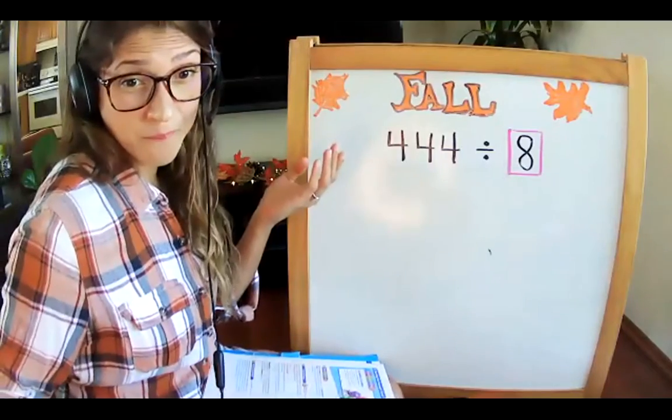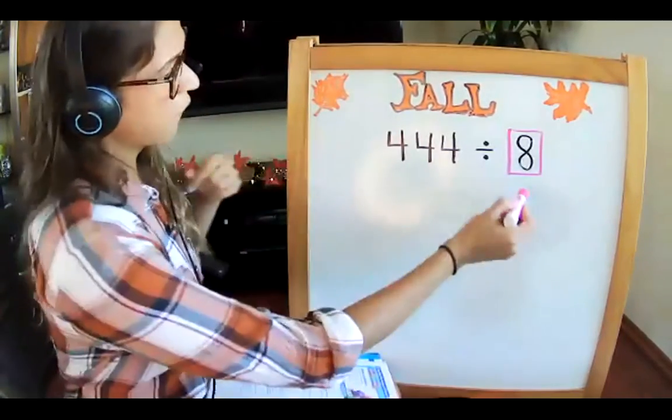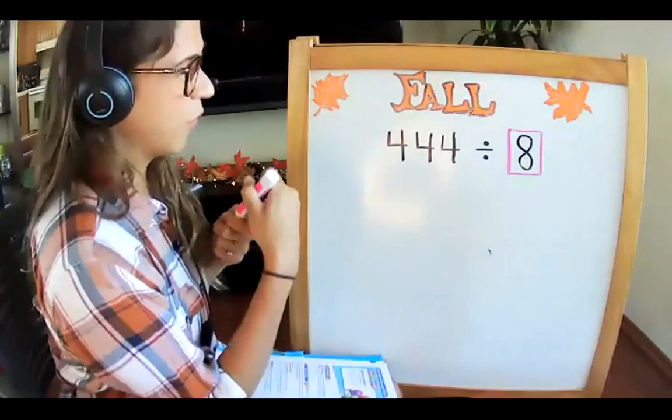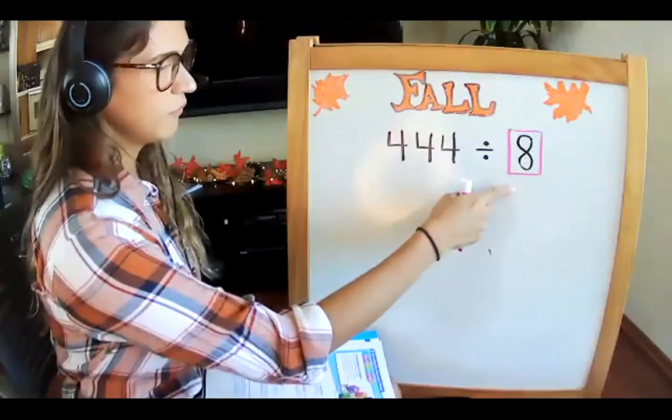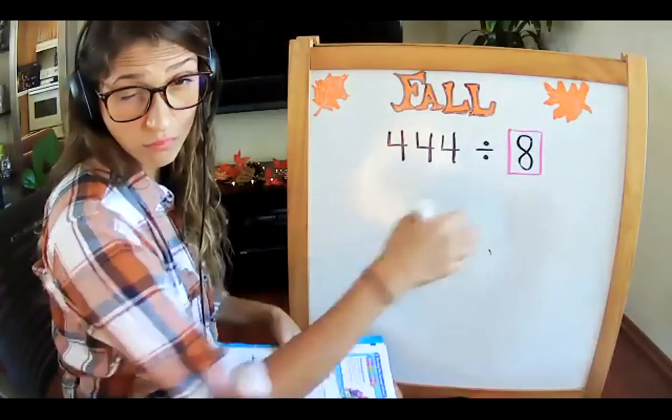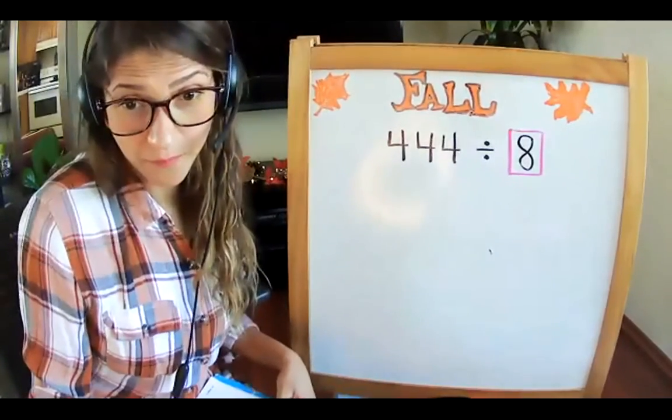So, our first place that we're looking at is always our divisor. Why?